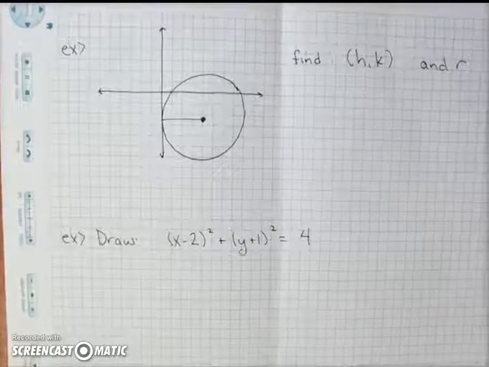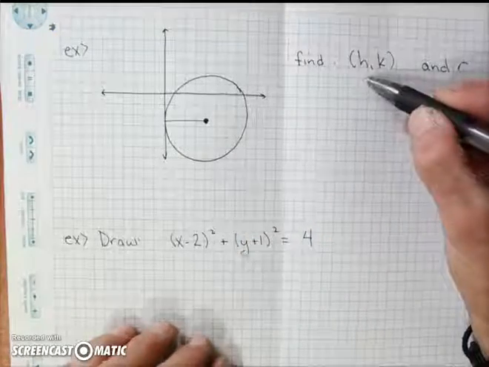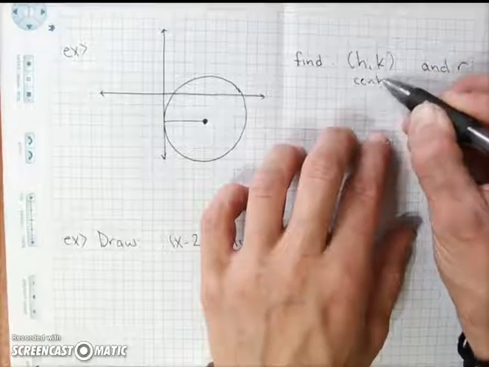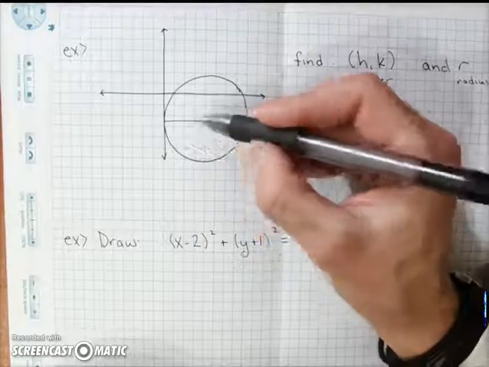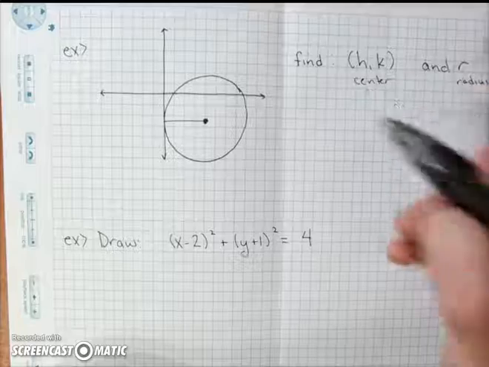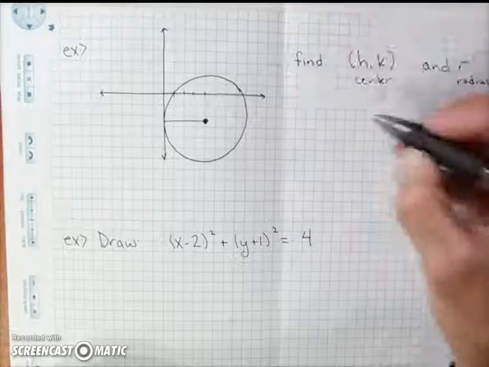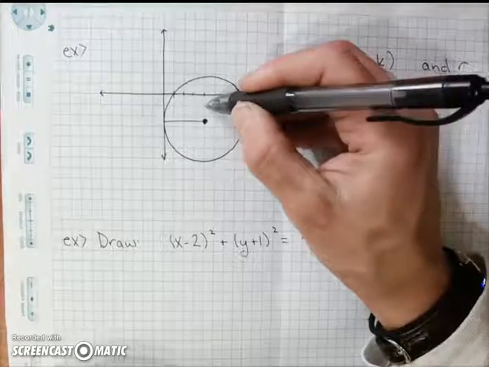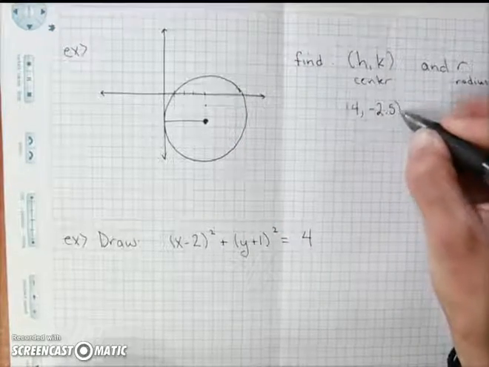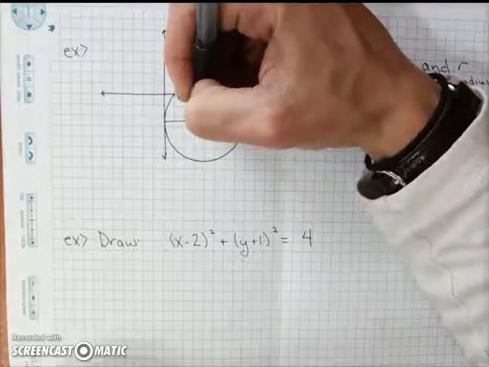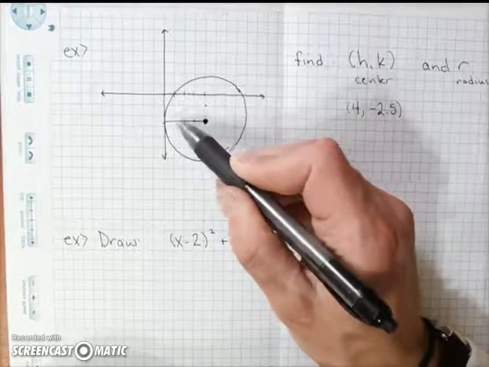So here's an example. I have a picture of a circle. I want to find h, k, and r. So (h, k) is the center, and this is the radius, r. I can do that from my picture. I just want the coordinates of the center, and the center is here. So the x-coordinate is 4. The y-coordinate is, let's see, -1, -2, -2.5. And the radius is just the distance from the center to any point on the circle. So that's going to be 1, 2, 3, 4.